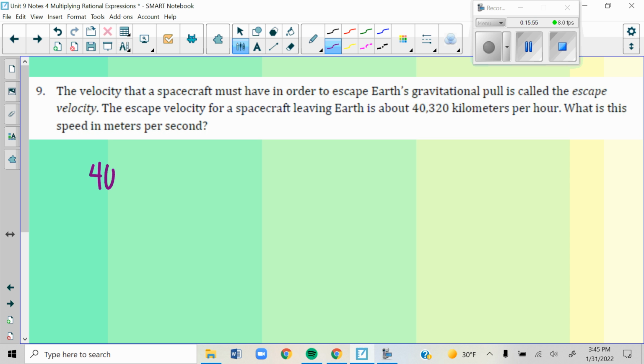So 40,320 kilometers per 1 hour. All right, so I want you to see if you can set it up to convert it into meters per second. So pause it here and then use your previous problem to kind of work backwards from and see how you do.